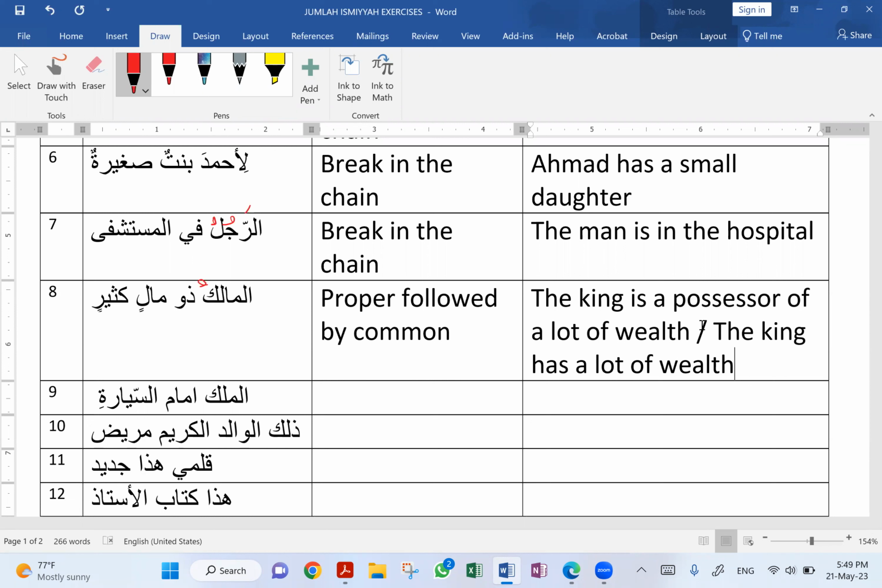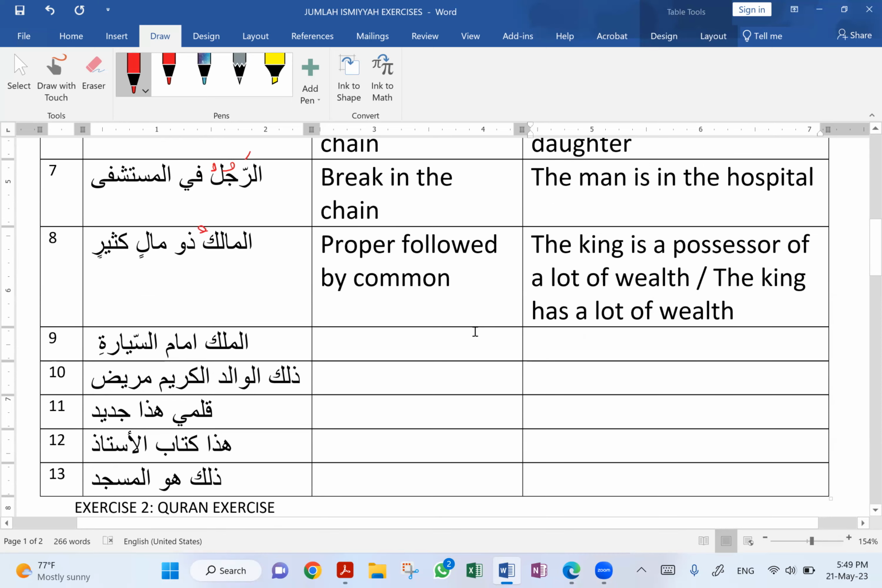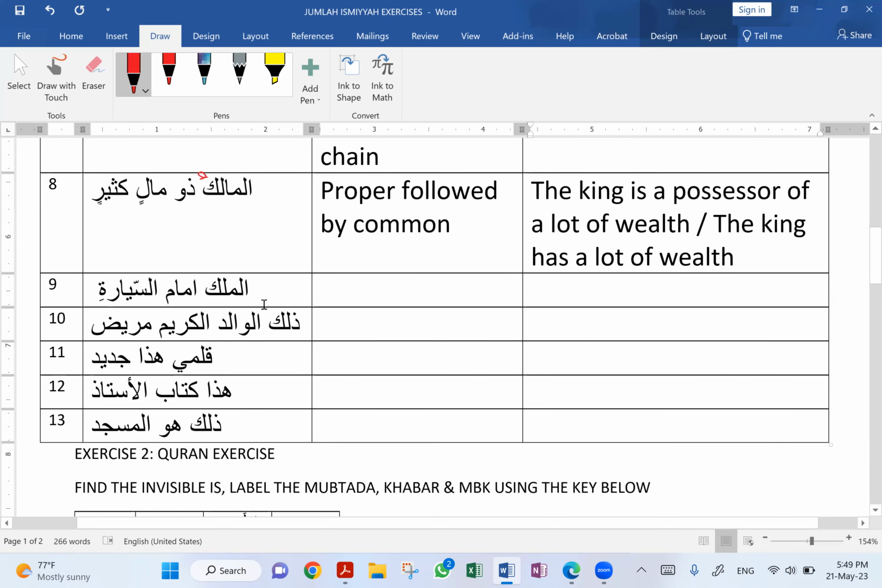and through translation, we are trying to figure out what is mubtada and what is khabar or mutalik bil khabar. And then, yeah, you're right. Okay, thank you. I was a bit confused. Thank you. Okay.